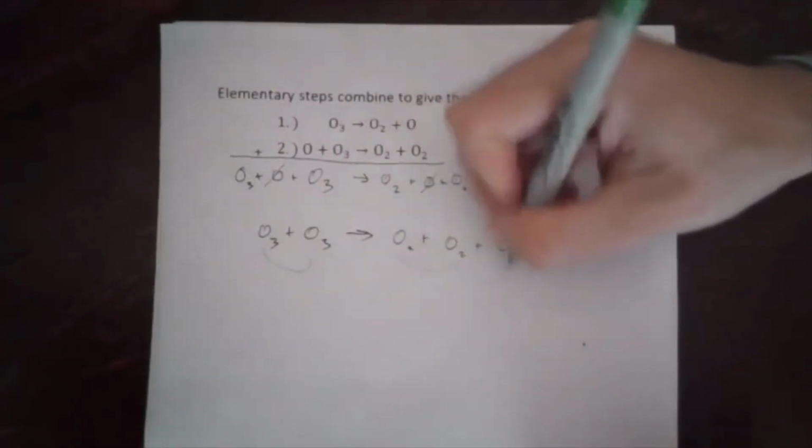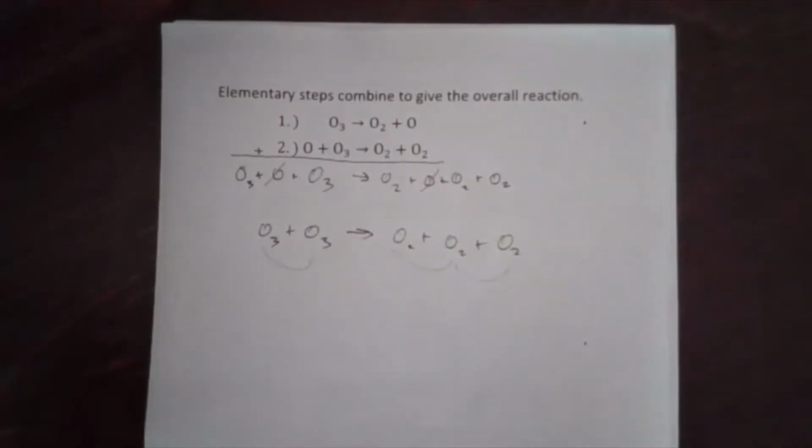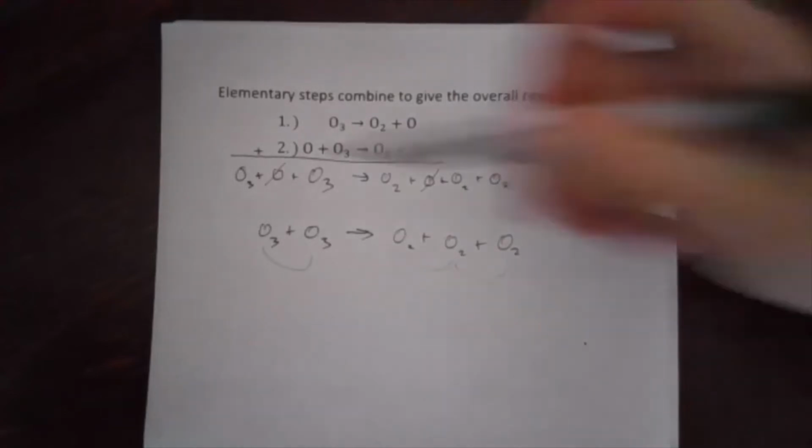So we don't have anything that's showing up on both sides of the equation, but we do have some redundant things. We have O3 and O3, O2, O2, O2. With elementary steps, we normally write out multiples of a given molecule, but we don't want to do that when we're talking about overall reactions. We want to combine them together.